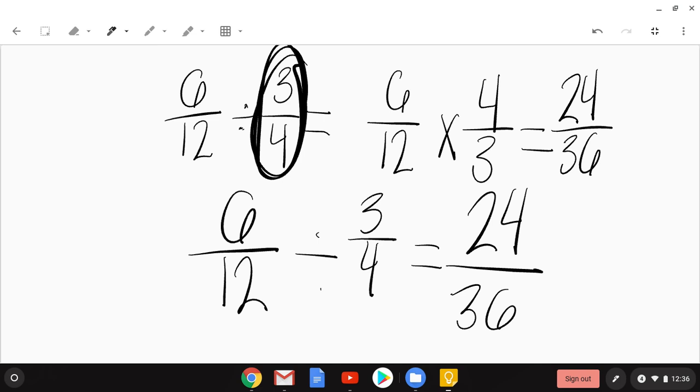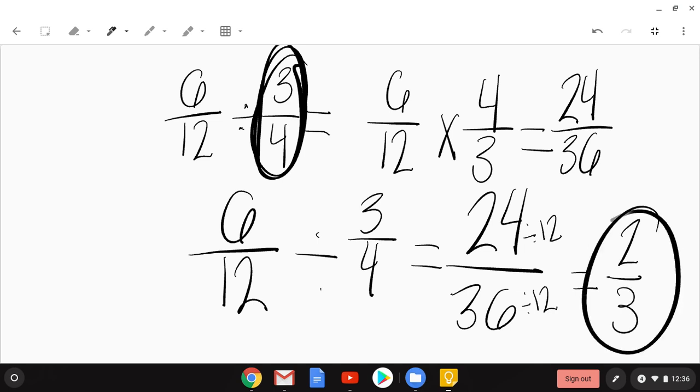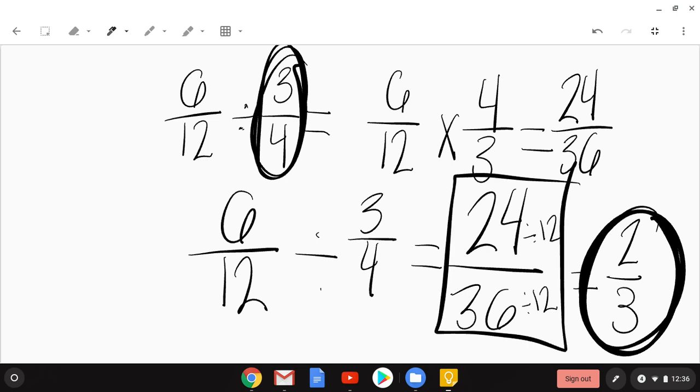Now we can simplify, and so let's just go ahead and do that. So I know 24 and 36 can go into 12. So I'm going to divide the top and the bottom by 12, and I'm going to get 2/3. So this is my simplified answer. This is my answer that is not simplified. Let's do another one.